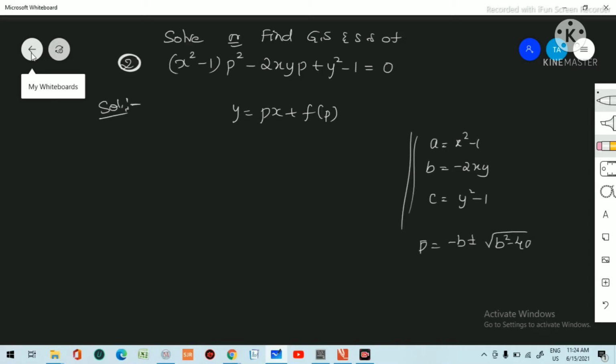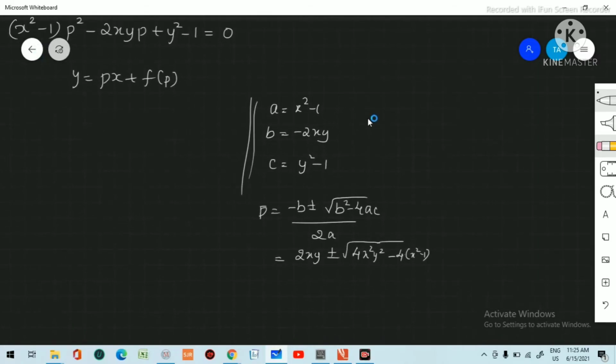Minus b, what is the equation? Quadratic formula: minus b plus or minus root of b square minus 4ac, by 2a. So substitute this. I'll get 2xy plus or minus square root of b square, which is 4x square y square, minus 4a, which is 4 into x square minus 1 into y square minus 1, divided by 2a, 2 into x square minus 1.